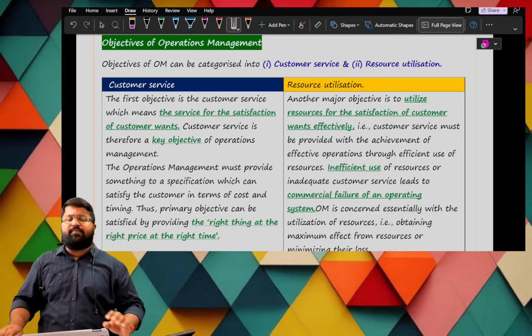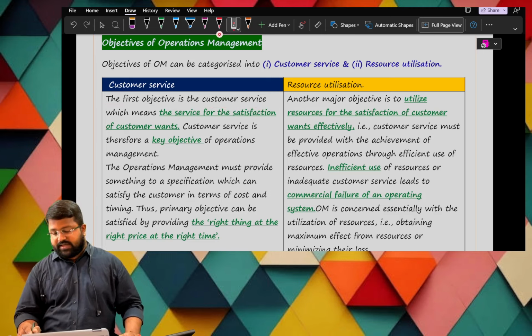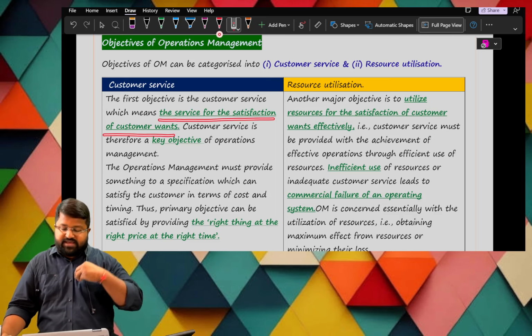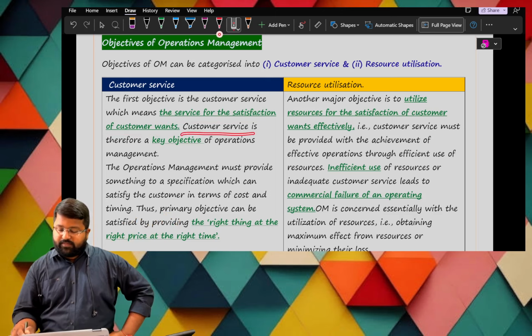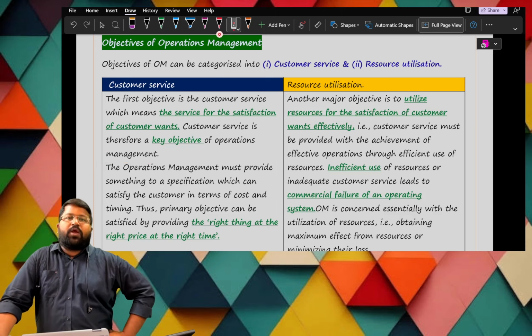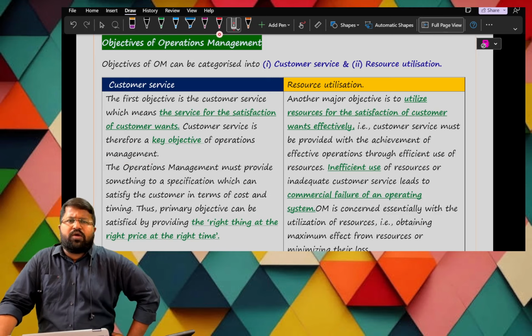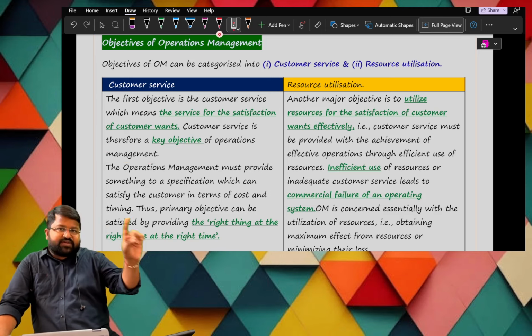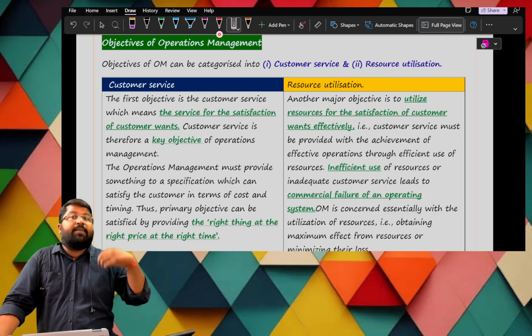Now let us read the points. The first objective is customer service, which means the service for the satisfaction of customer wants and needs. Customer service is therefore a key objective of operations management. We are doing business for what motive? We are doing manufacturing activity for what motive? To satisfy the customer. If his needs are met with our products, he will come again and again.